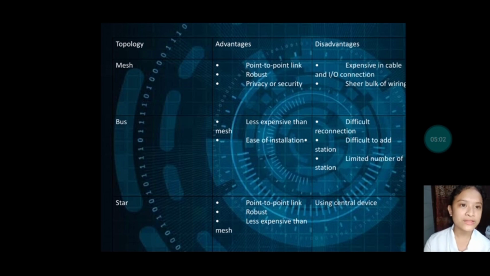Bus. The advantages are that it is less expensive than mesh and easy to install. The disadvantages are difficult reconnection, difficulty adding a station, and a limited number of stations. In the star, there are point-to-point links like the mesh, it is robust, and less expensive than mesh. The disadvantage is the use of a central device.